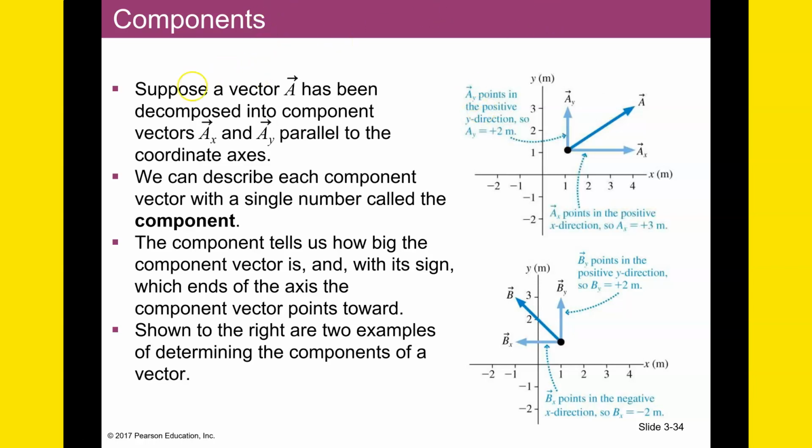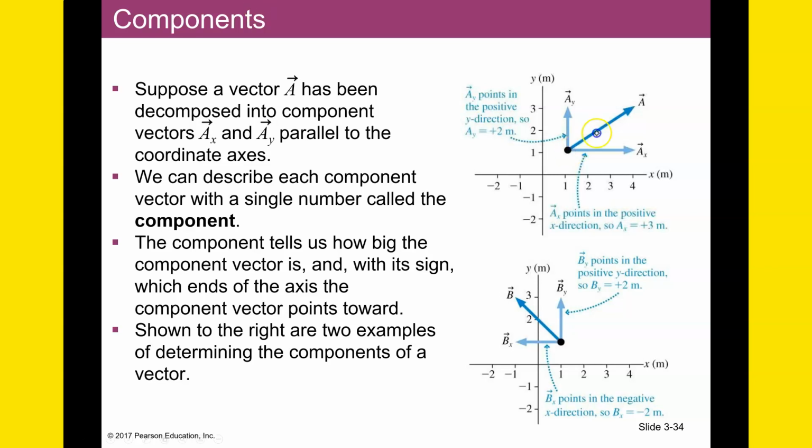Suppose a vector A has been decomposed into component vectors A sub X and A sub Y parallel. We can describe each component vector with a single number called the component. All right? The component tells us how big the component vector is and, with its sign, which end of the axis the component vector points toward. Shown to the right are two examples of determining the components of a vector.